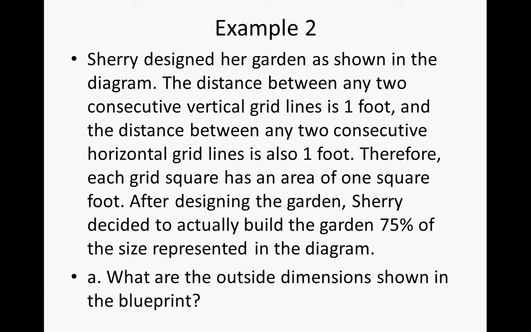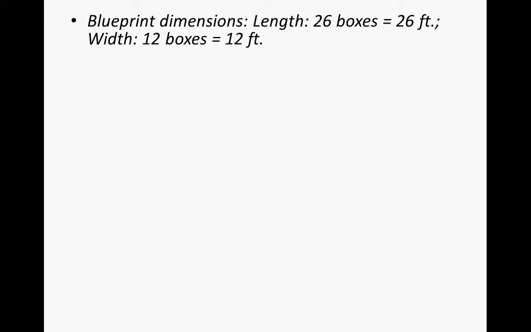What are the outside dimensions shown in the blueprint? Well, the blueprint dimensions: the length is 26 boxes, which means it's 26 feet, and the width is 12 boxes, which would be 12 feet.